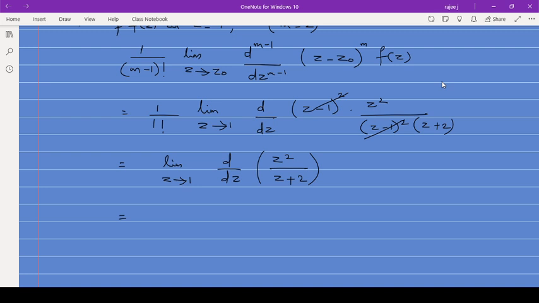Okay, and the answer is given by 5 upon 9, you will get the answer. Okay, so complete this and tell me. Find the derivative using u upon v formula. Use u by v formula, then put z equal to 1 after finding the derivative. Okay, then you will get the answer as 5 upon 9. Hope you understood.